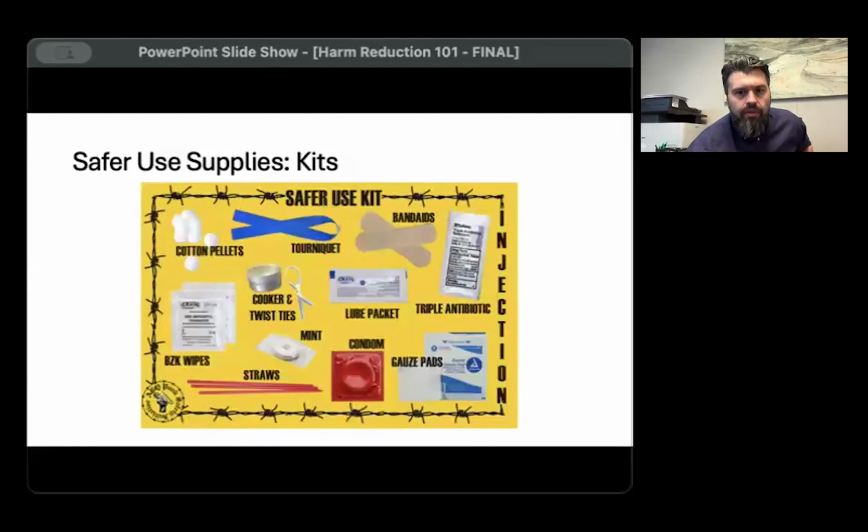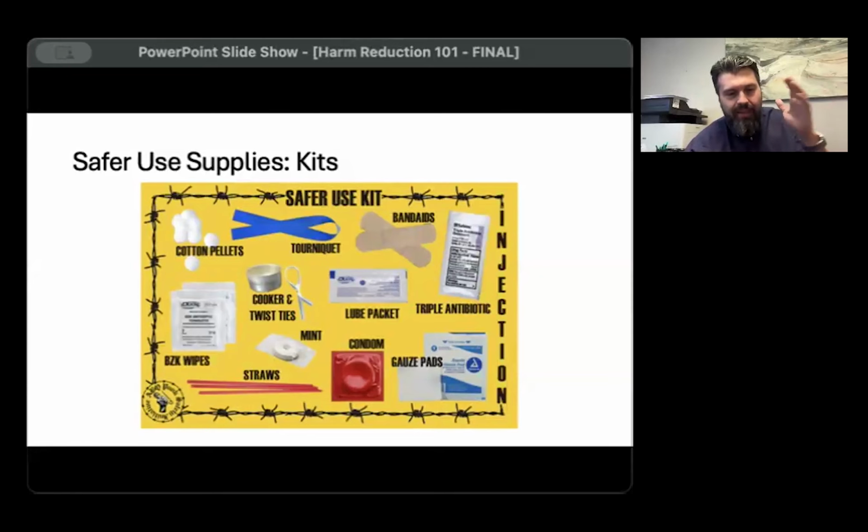And then you could also consider handing out supply kits. These are examples of some safe use kits. This is from the ABQ Punk Safety Initiative, which is really cool. It's a group of medical students that set up this harm reduction initiative, and they go to concerts and stuff. So shout out to them.